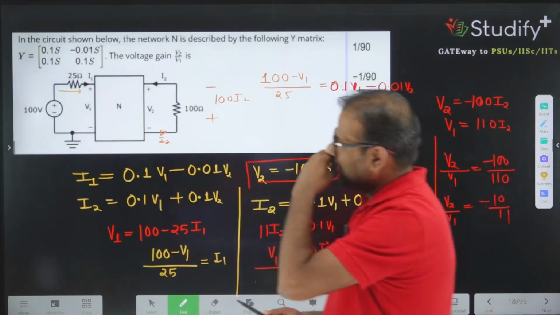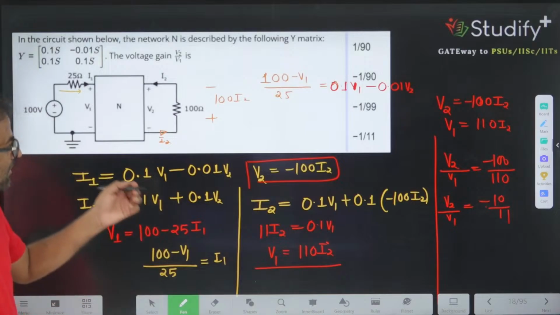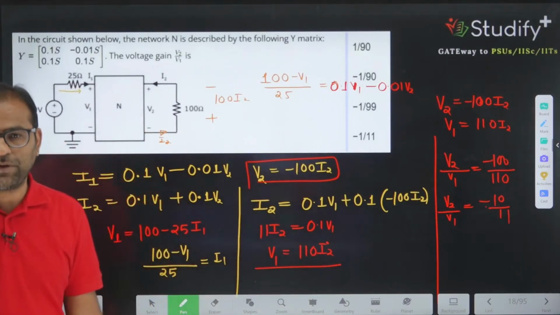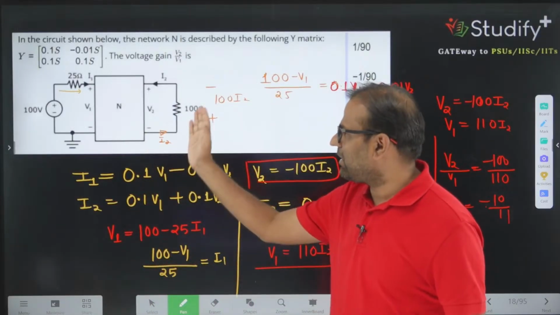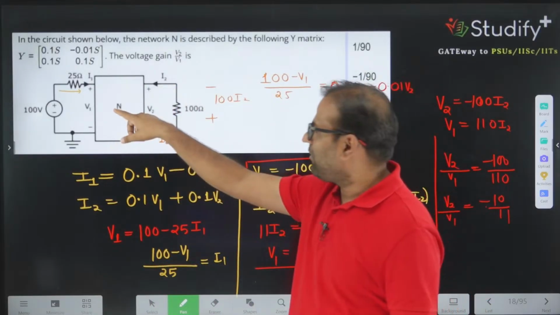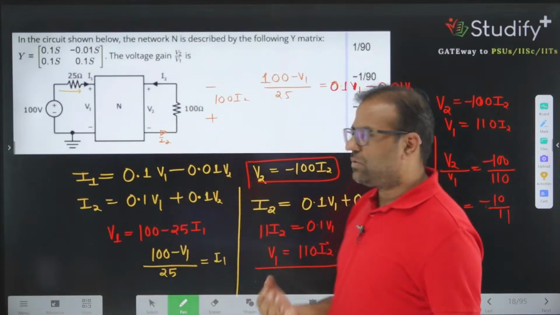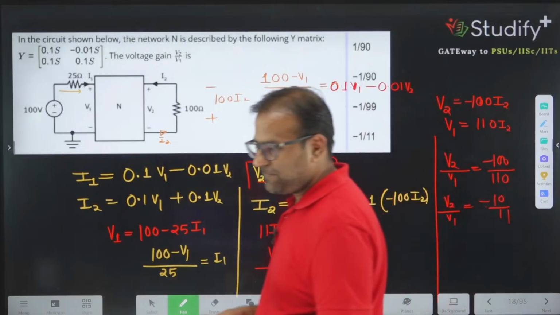I think one of the parameters is not correct here. That's why we are getting a different answer. But yes, this is the calculation. You can calculate the value of V2, any parameter, any value you can calculate. This is simple mathematics. One KVL is applied here, one KVL is applied here, and using these two KVL you can find the final answer of this question.